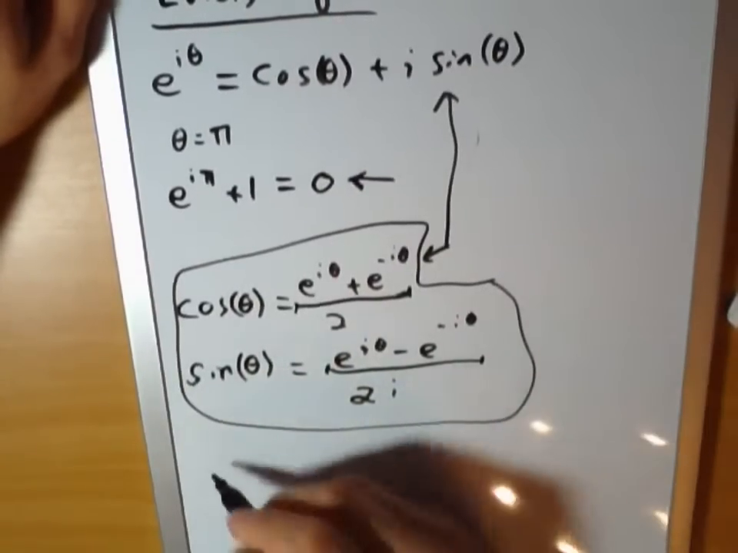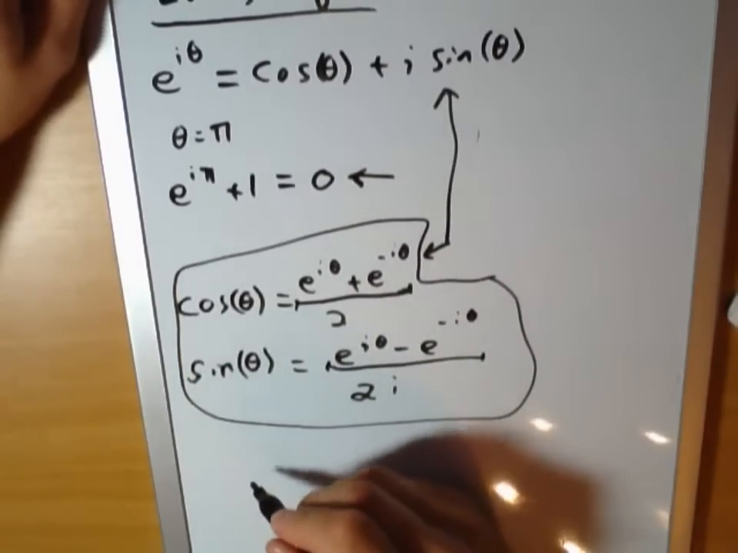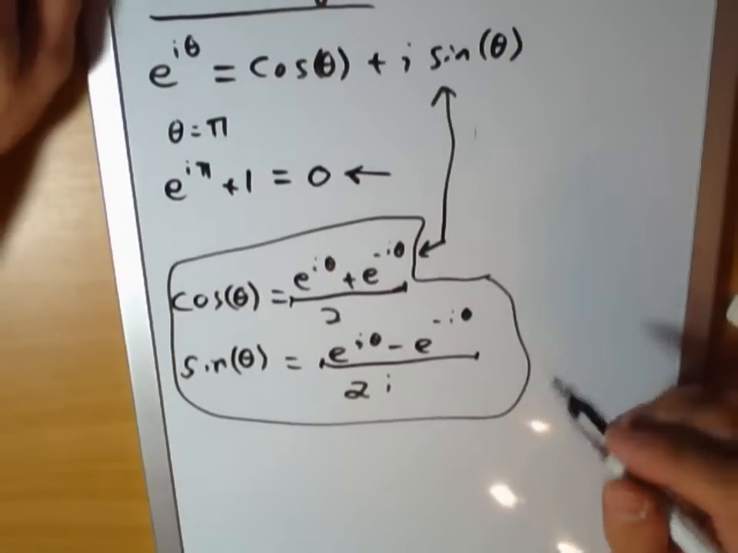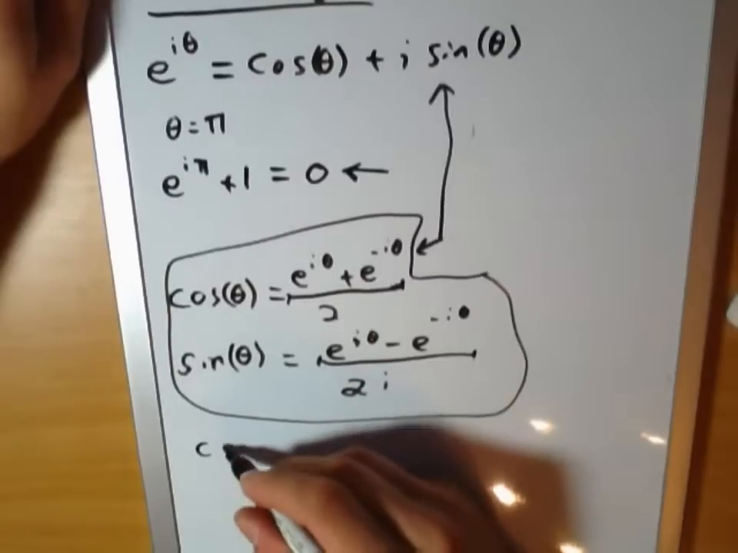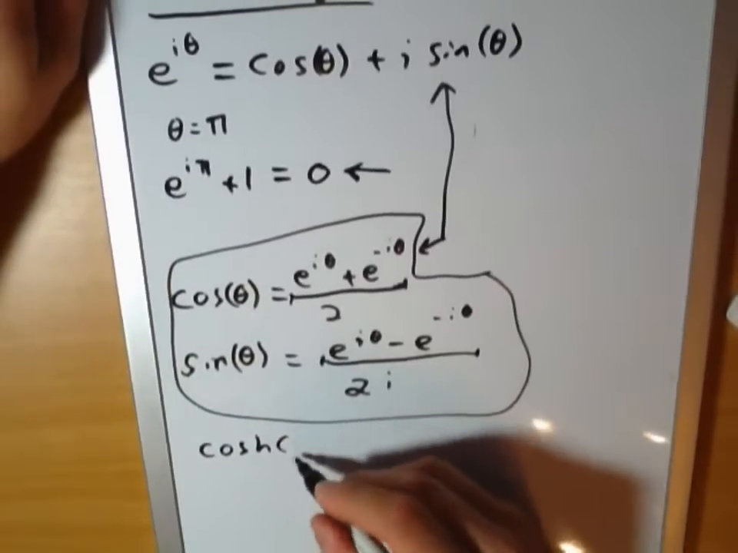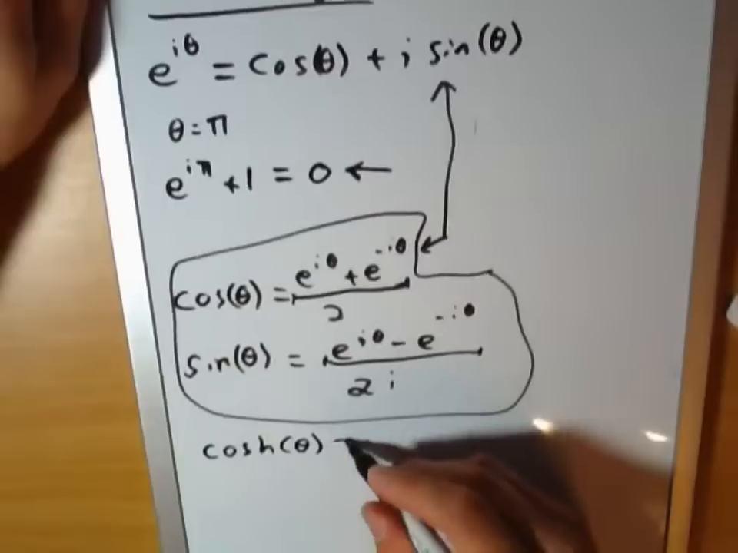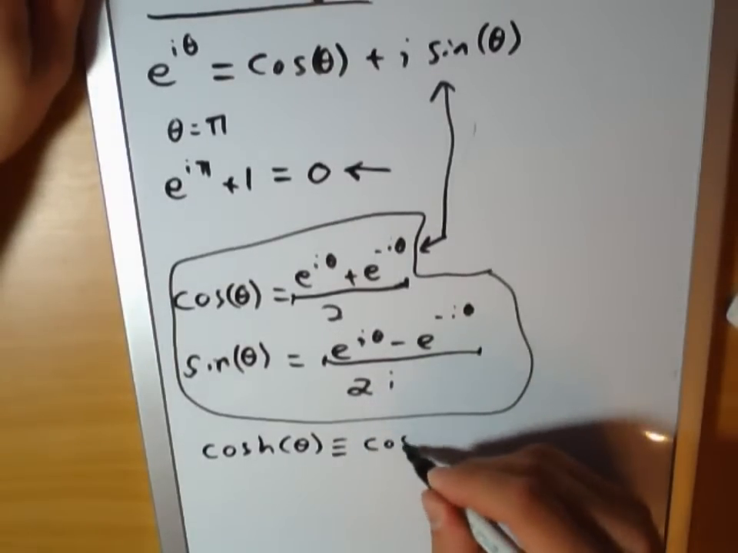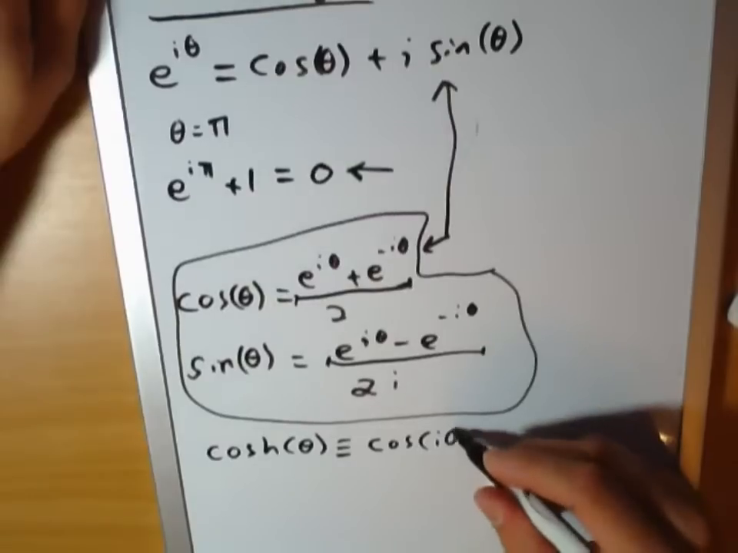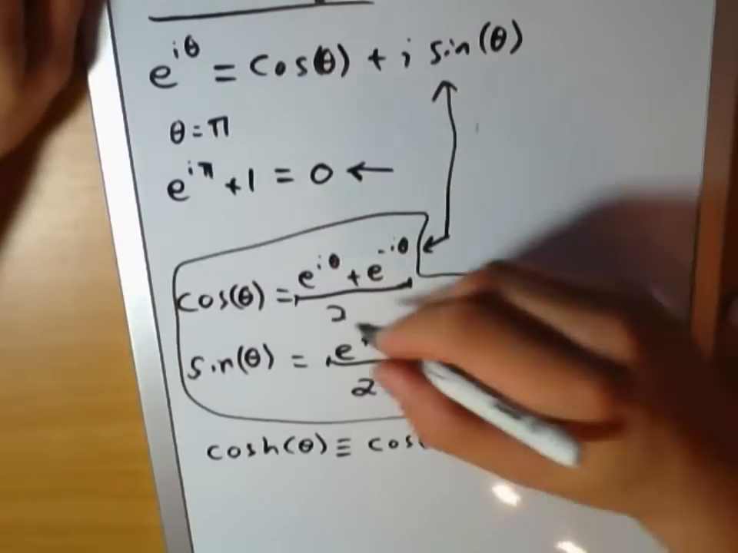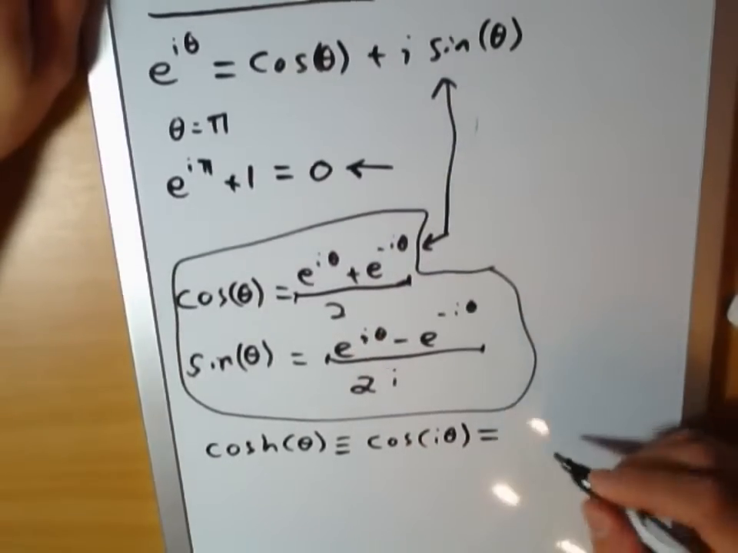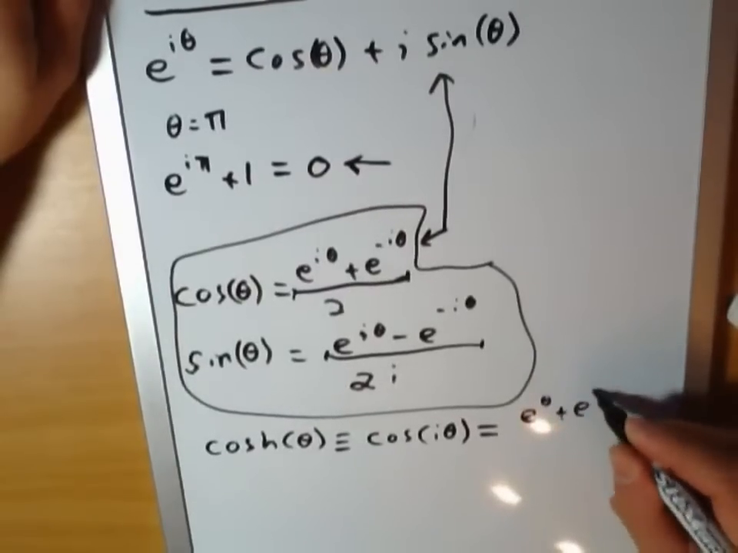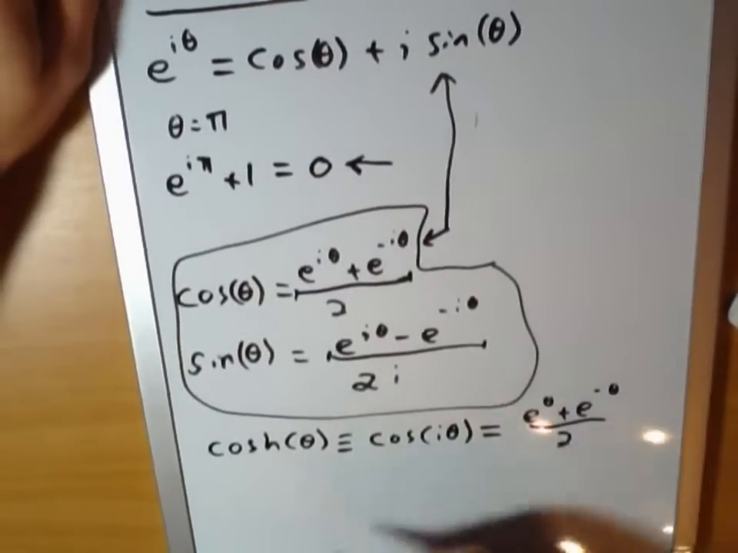But another thing that's useful is hyperbolic sine and hyperbolic cosine. If you're in Calc 2 or if you're going into Calc 2, you will see these or have seen these. Hyperbolic cosine, cosh, is simply defined as cosine of i theta. And from this, you find that cosine of i theta is equal to e to the theta plus e to the negative theta over 2.